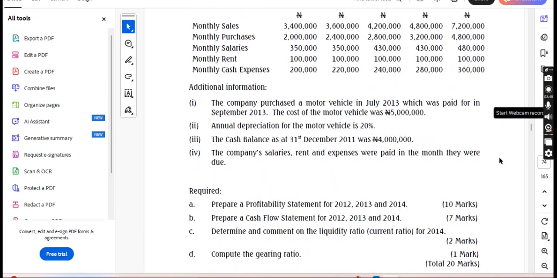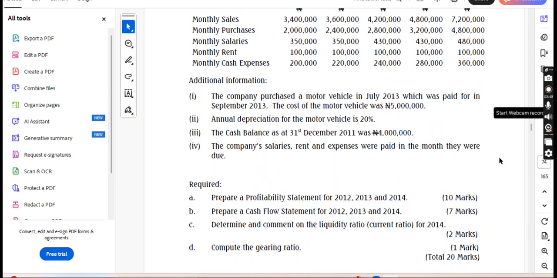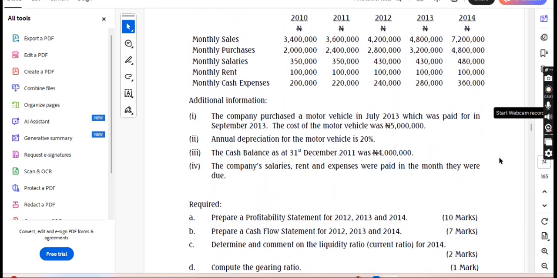Additional information. The company purchased a motor vehicle in July 2013, which was paid for in September 2013. You purchased in July, then you paid in September 2013. The cost of the motor vehicle is 5 million. Annual depreciation for the motor vehicle is 2%. The cash balance as at 31st December 2011 was 4 million. The company's salaries and expenses were paid in the month they were due.